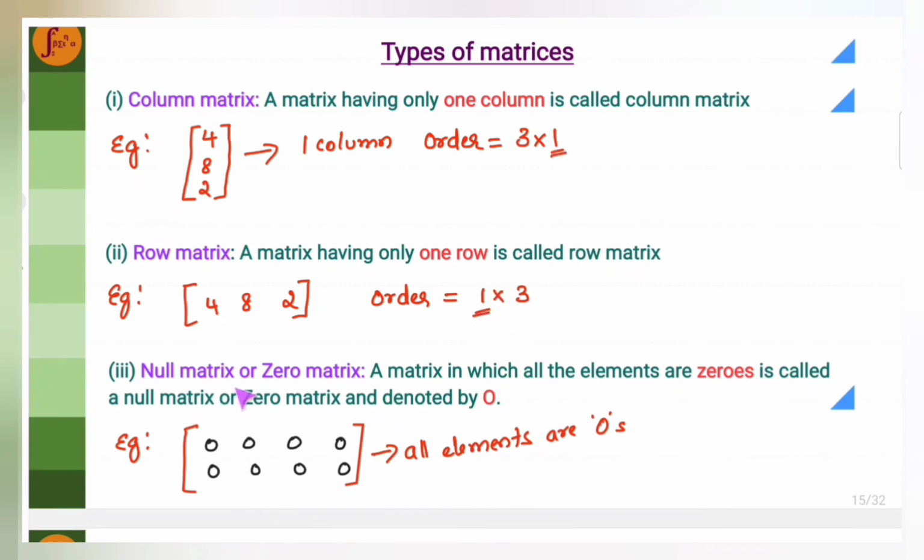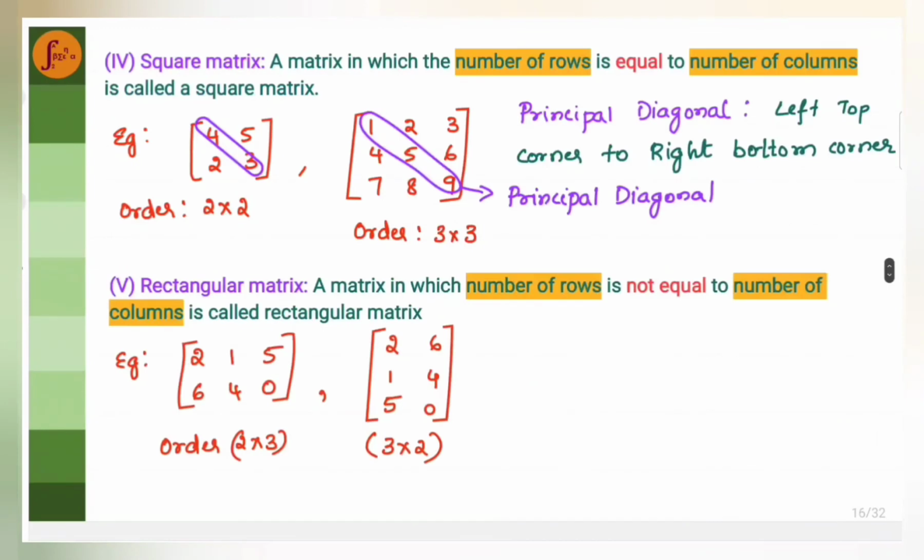The next one is null matrix or zero matrix. Very simple. If all the elements of the matrix are zeros, then that particular matrix is called a null matrix or a zero matrix. Square matrix.